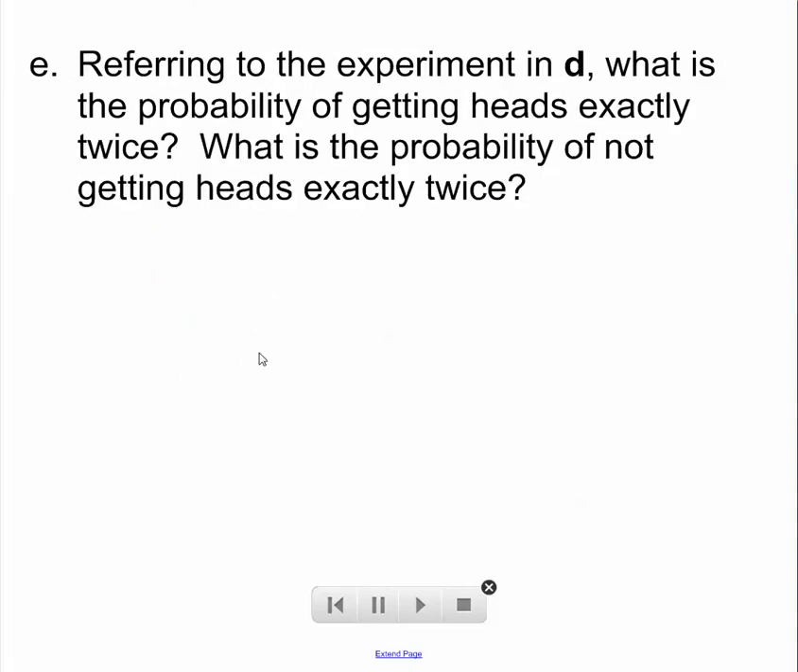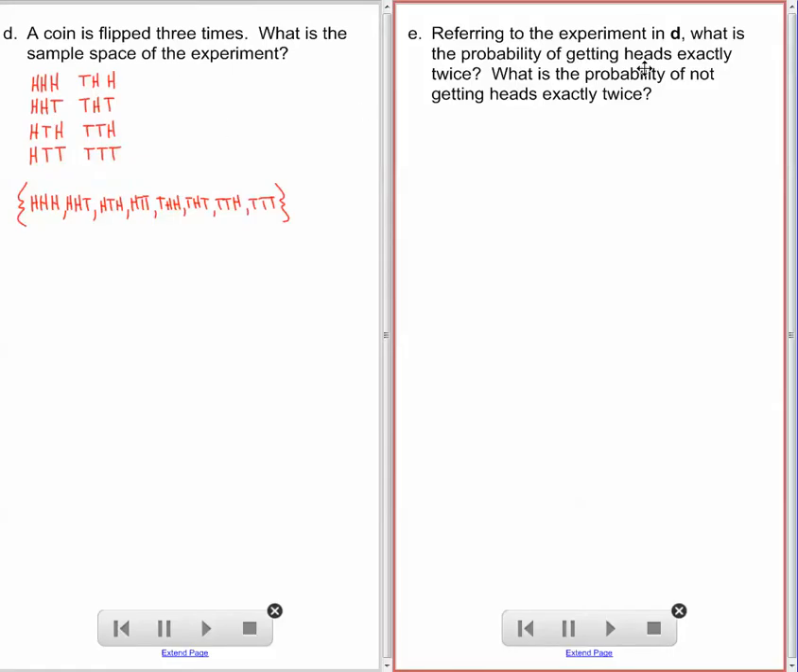Okay, so referring to the experiment in D, the last example we just did, what is the probability of getting heads exactly twice? What is the probability of not getting heads exactly twice? Okay, so let's take a look at that last one. Referring to the experiment in D, what's the probability of getting heads exactly twice?